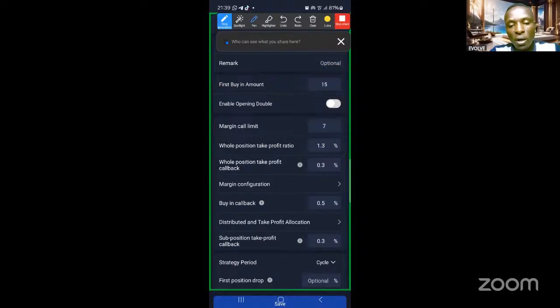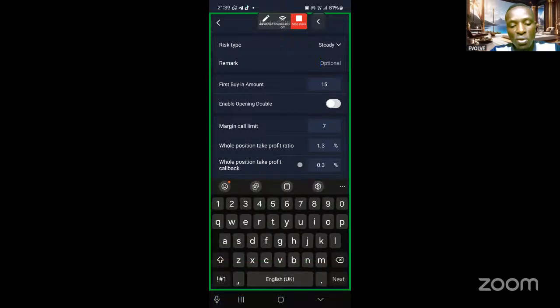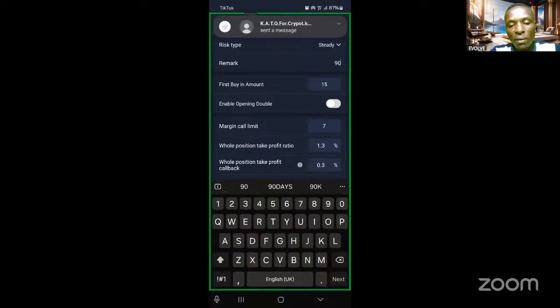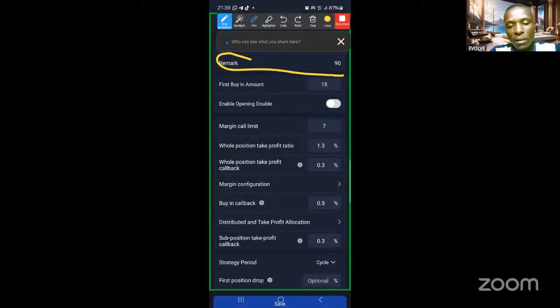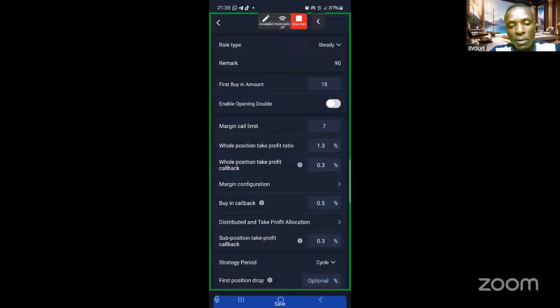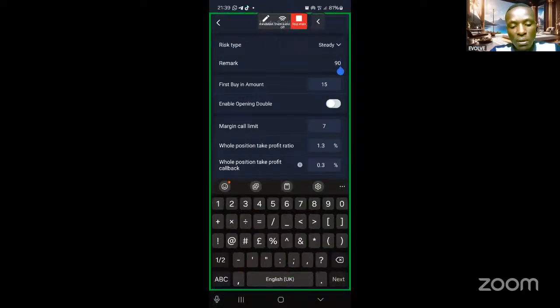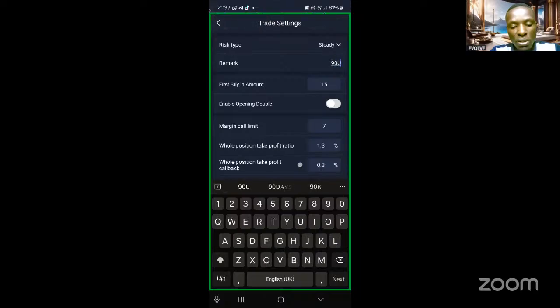So in this case, Ronald, we said he's going to use $90 here. Here on our remark, we shall put $90 strategy. 90 USDT strategy. Something like that. 90 USDT double up strategy. Yeah. I hope that is clear.